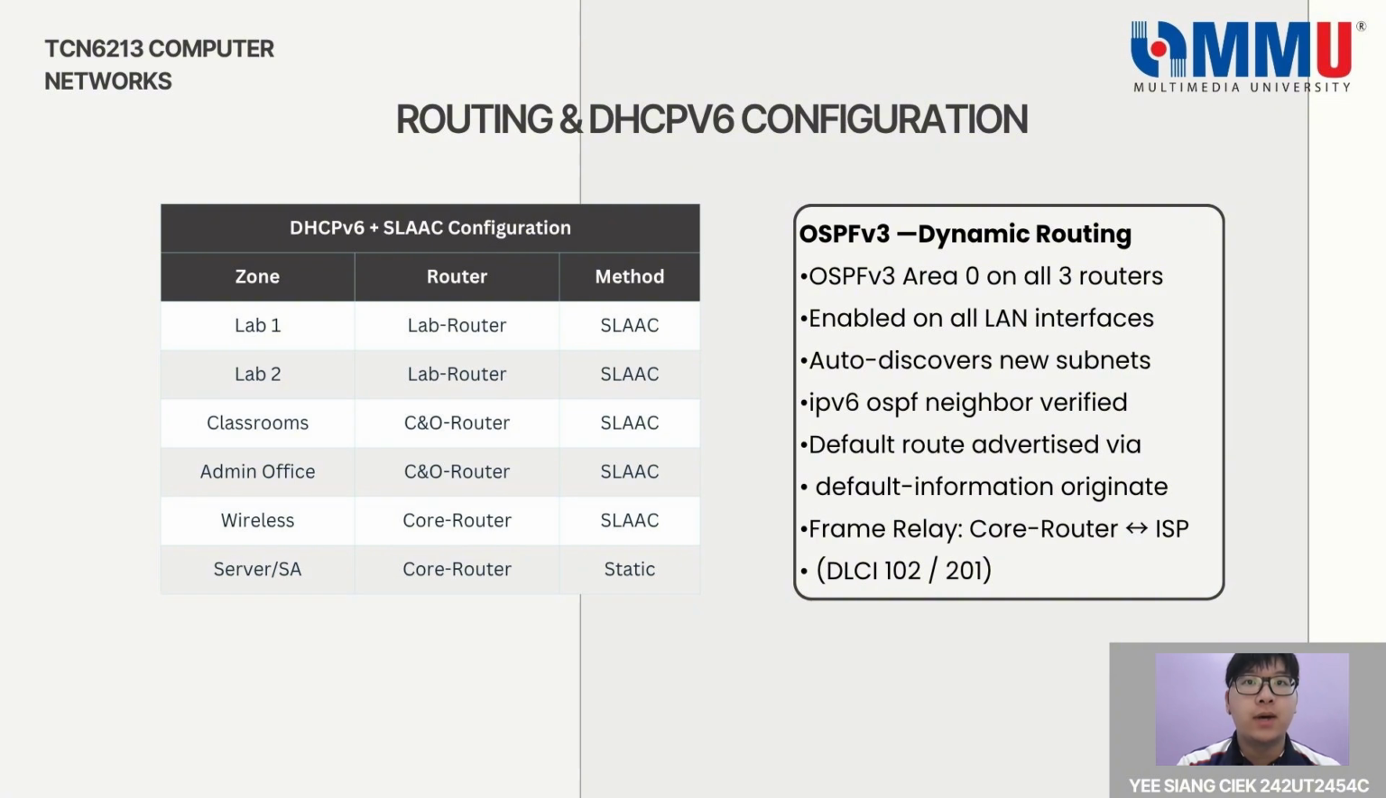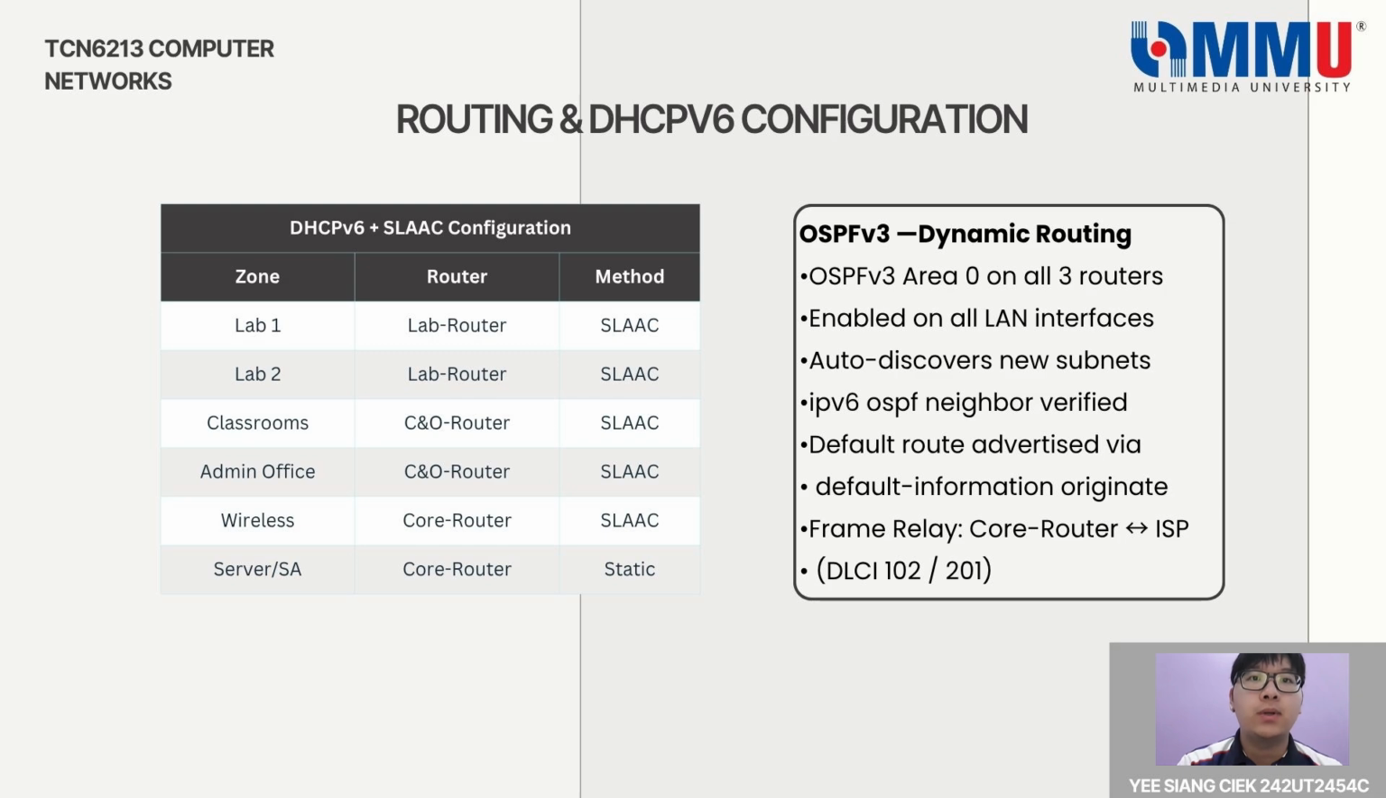OSPFv3 is the IPv6 equivalent of OSPFv2, and it automatically discovers and propagates routing information for all subnets. We verify OSPF neighbor relationships between routers using the show ipv6 ospf neighbor command. The default route to the internet is advertised using the default-information originate command on the core router.